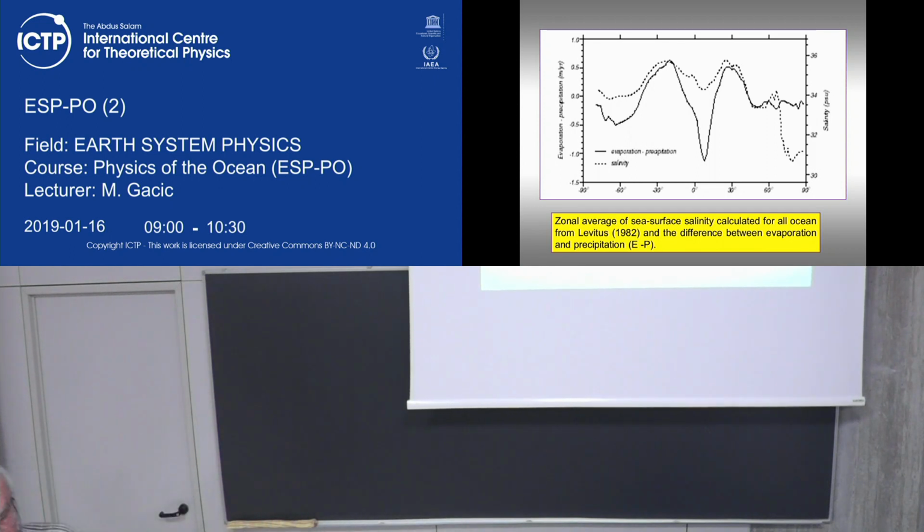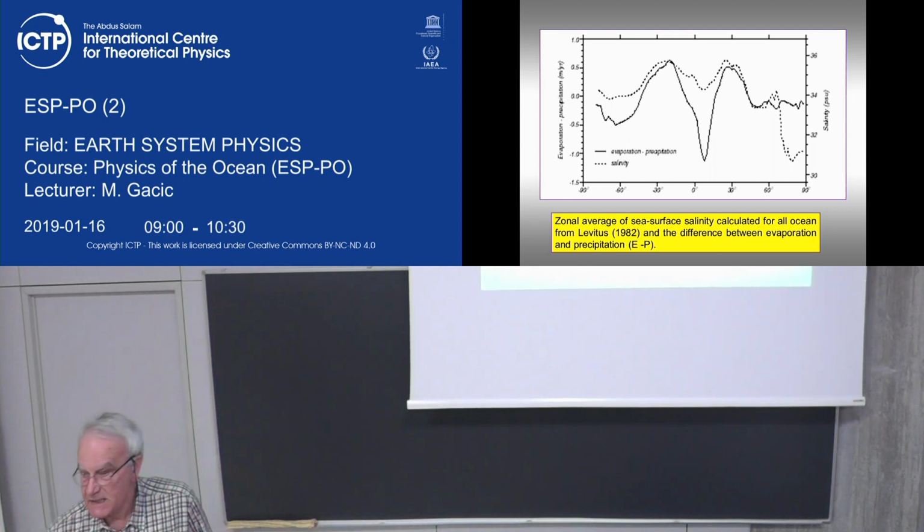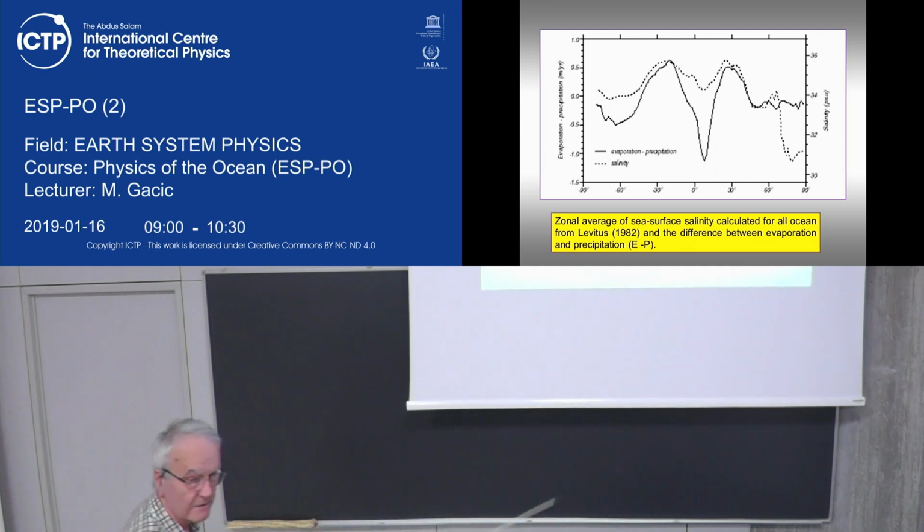You have a maximum of the salinity in the areas where the evaporation is large, and it is large in these areas around 30 degrees north and south, which more or less corresponds to these desert areas. Why desert areas? Desert areas are the areas where the evaporation is much stronger than precipitation, or the precipitation is very weak.